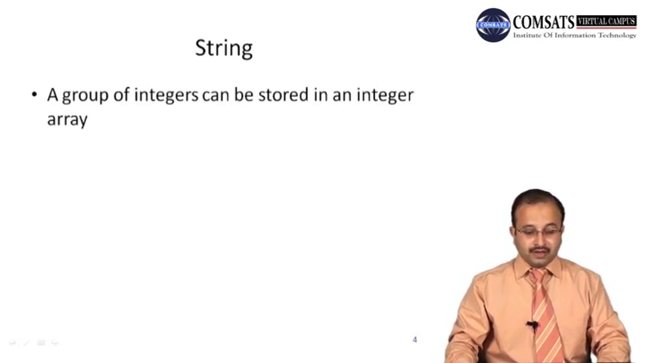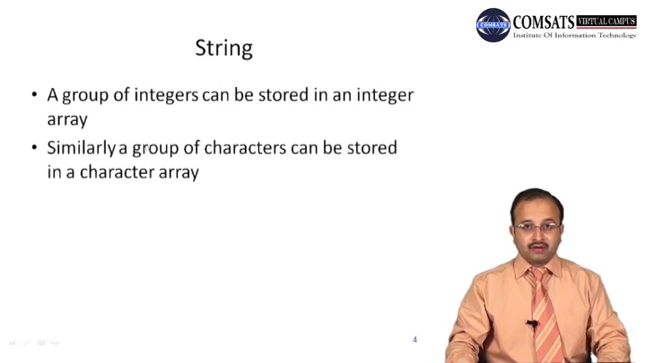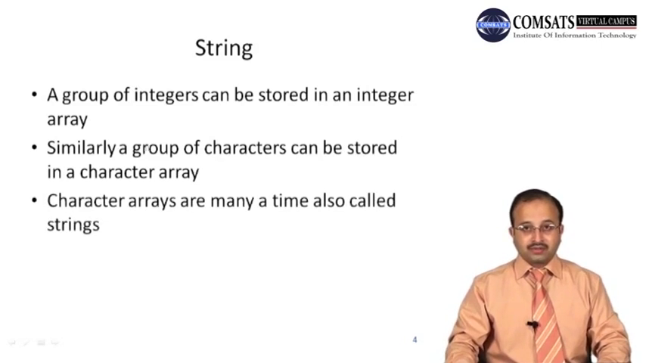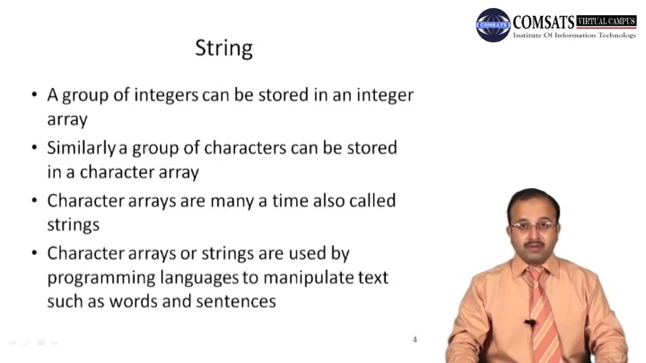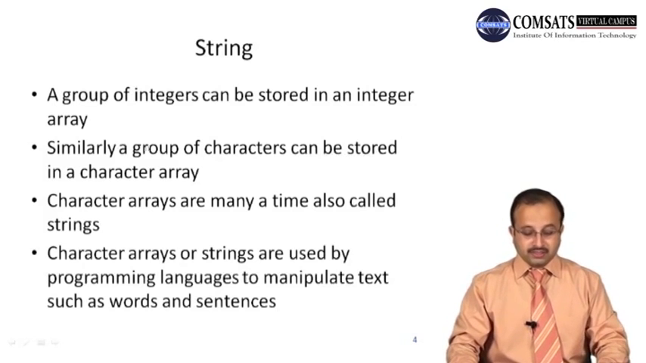So integer array is basically a group of integers that we have seen in the previous lecture, and similarly a group of characters is called an array of character, and that is actually a string. So a character array is many times called a string, and character arrays or strings are used by programming languages to manipulate text such as words or sentences.